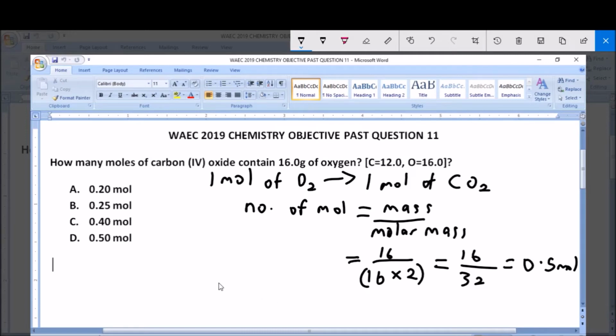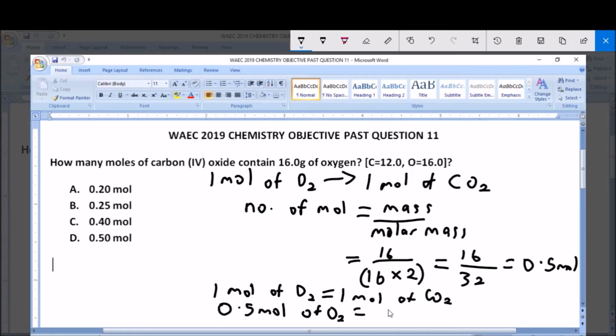Now remember, we established the fact that 1 mole of oxygen is contained in 1 mole of carbon dioxide. So how many mole of oxygen? 0.5 mole of oxygen is contained in how many moles of carbon dioxide?